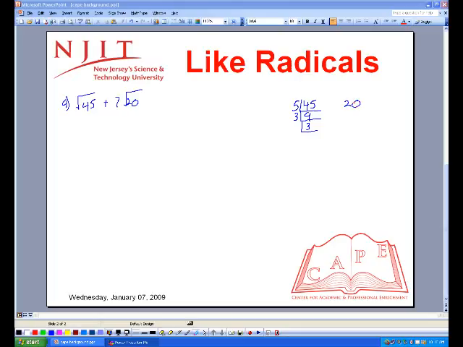Now the first prime factor of 20 will also be 5 because 20 ends in a 0. This gives us a 4. Factors of 4 are 2 and 2. 5, 2, and 2 are the prime factors of 20.